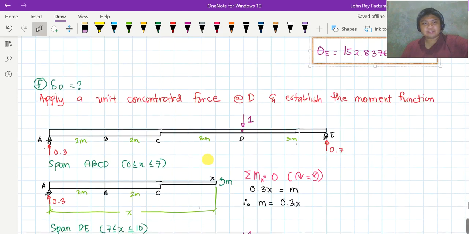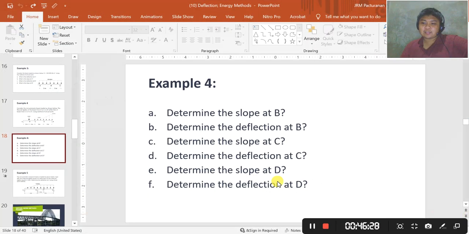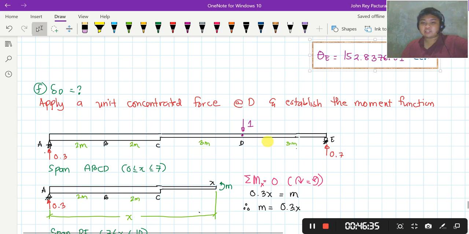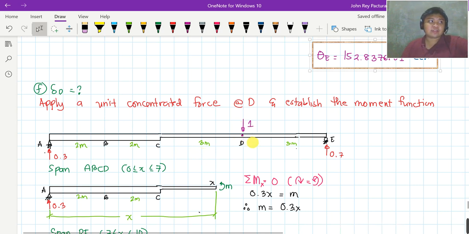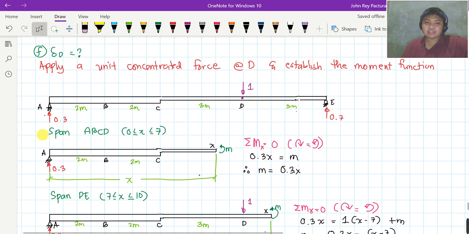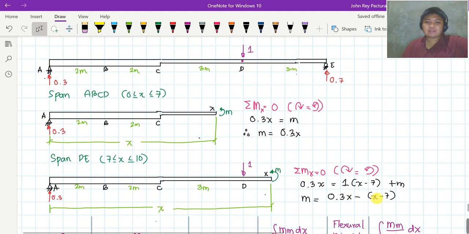So, para matapos na itong ating situation, dito na tayo sa huling question, determine the deflection at D. Well, of course, in solving for the deflection, all you need to do is to apply a concentrated force of 1 doon class sa point D natin. Okay? And ang gagawin mo, kailangan mong i-establish ulit yung moment function in ABCD tapos in DE. Nagawa ko na siya for ABCD, that is 0.3x, while in DE is 0.3x minus x minus 7. Okay? So, ito yung magiging sagot natin dyan.